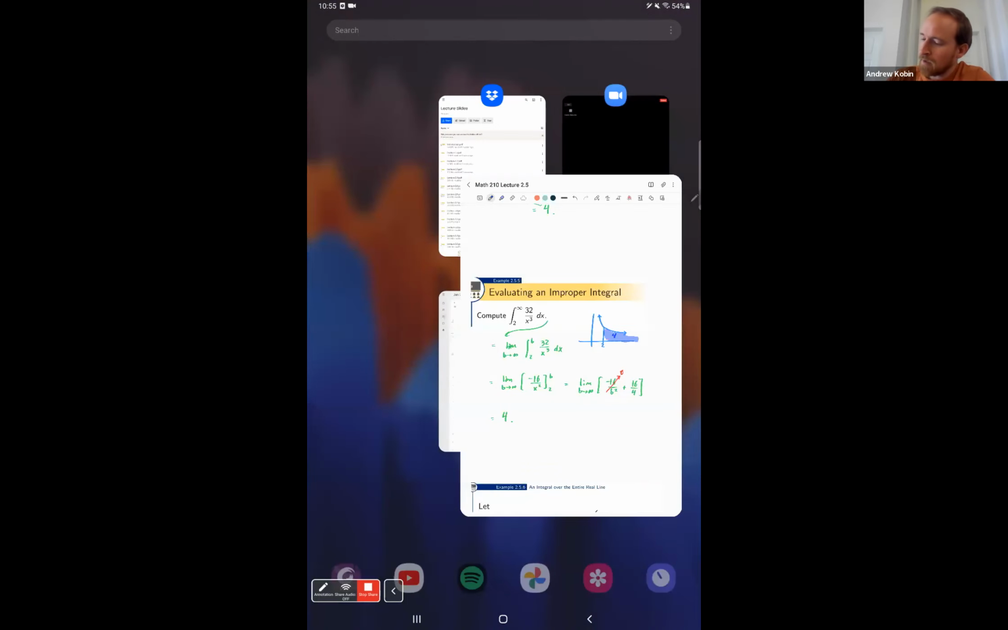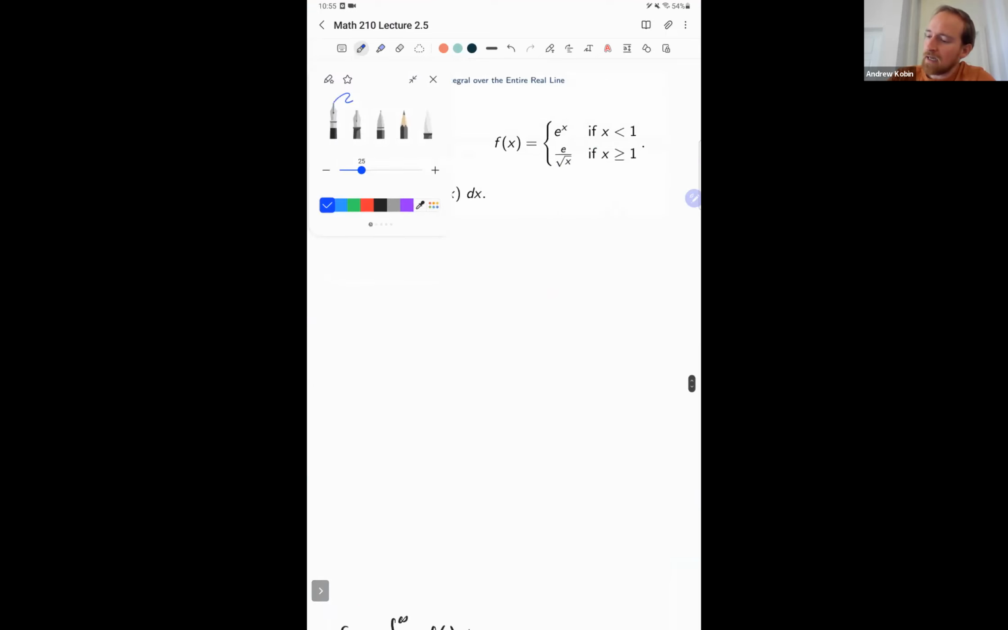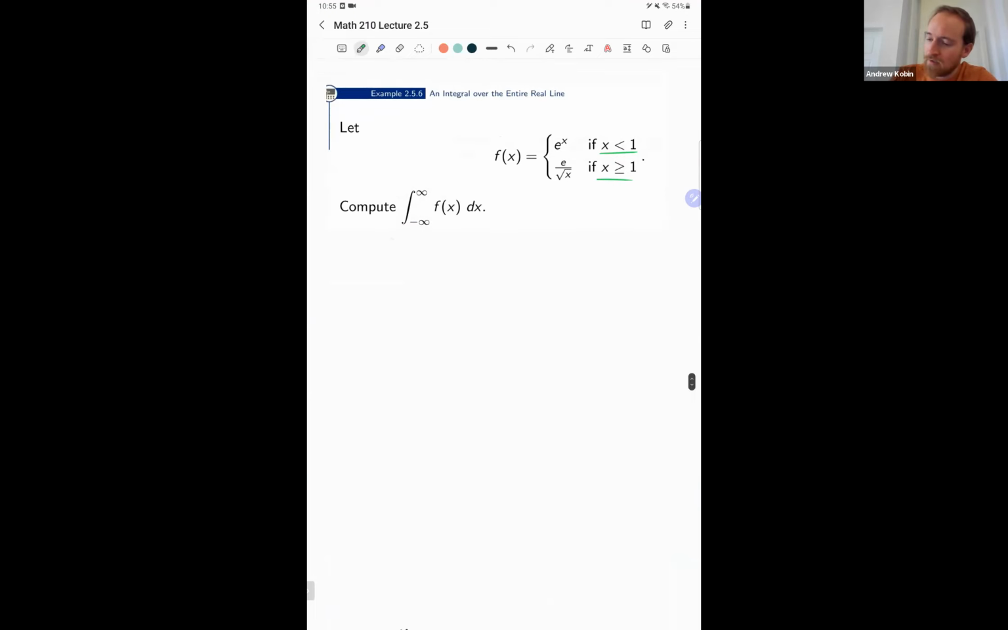Okay, so let's do it together. Notice that at x equals 1, we have a seam, or a split, in the function. So in order to split our improper integral into two pieces, let's integrate from negative infinity up to that seam, so we'll let a equal 1, of f of x dx, plus the integral from 1 up to positive infinity of f of x dx.